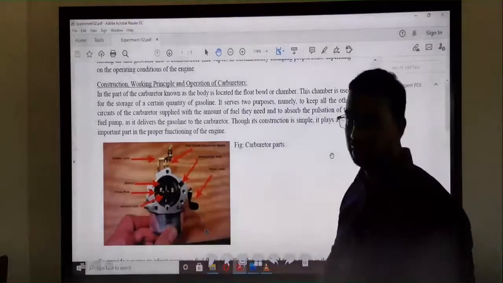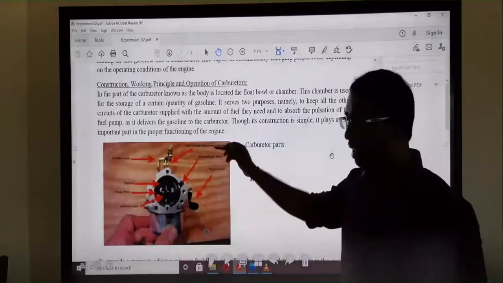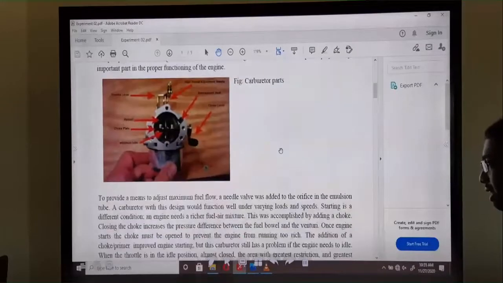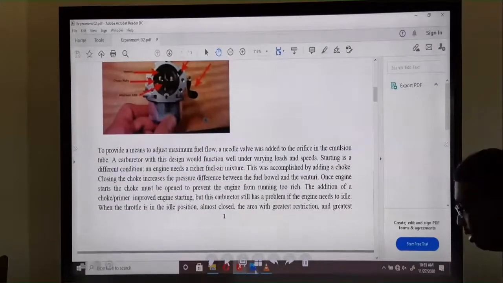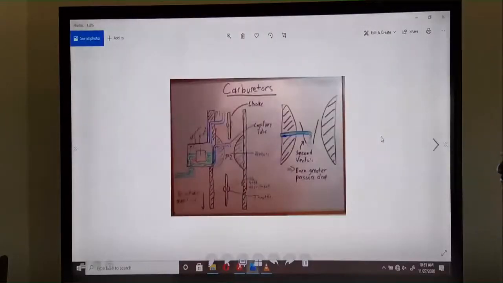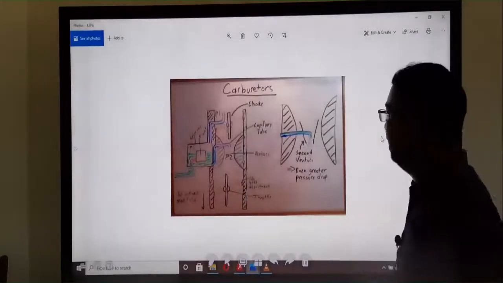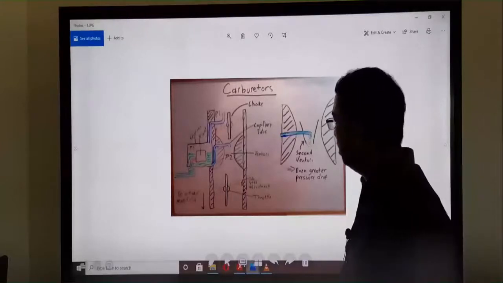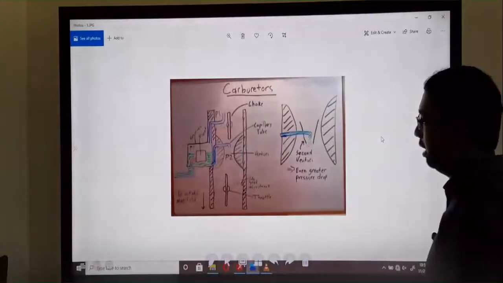There are some parts in the carburetor. I think this is not clear, so I will explain the construction of this carburetor in a different slide. Now I explain it theoretically. You can see the construction of the carburetor.